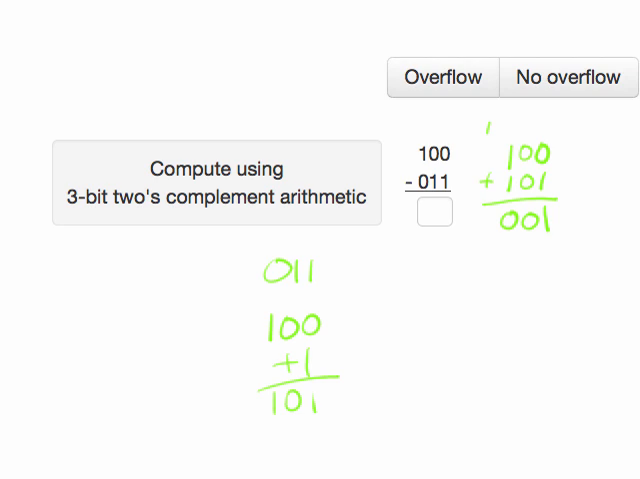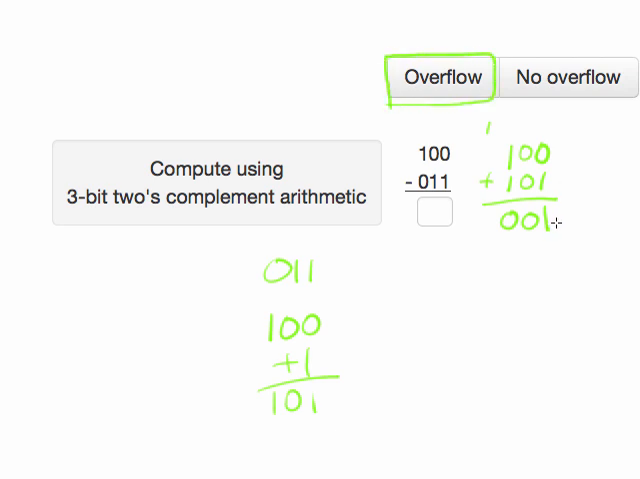Now we need to determine whether overflow occurred. And there's two ways we could do this. One is to look at and say, we have a negative number and we're subtracting a positive number from that negative number. So we'd expect the result to be negative. But in fact it was positive, that 0, 0, 1 is a positive number. So from that we could determine that overflow occurred.